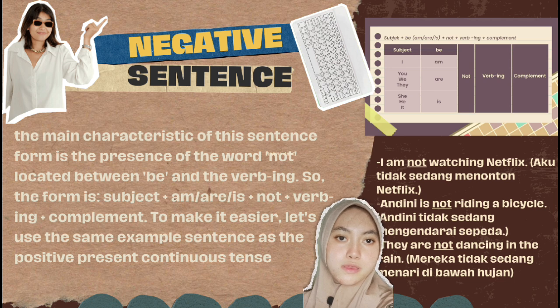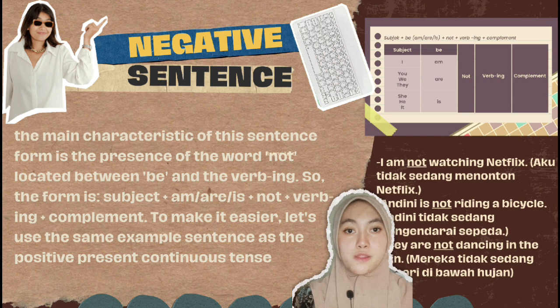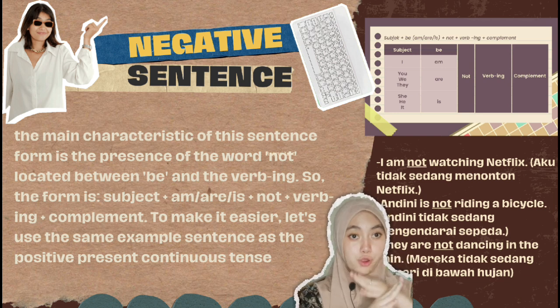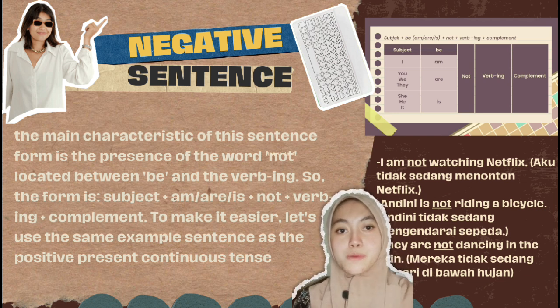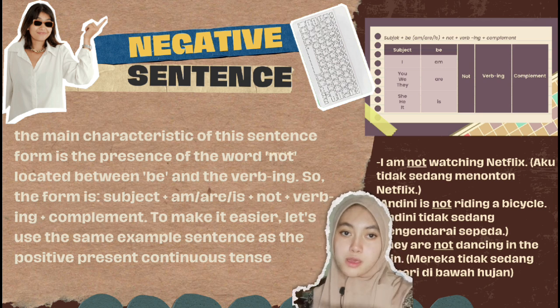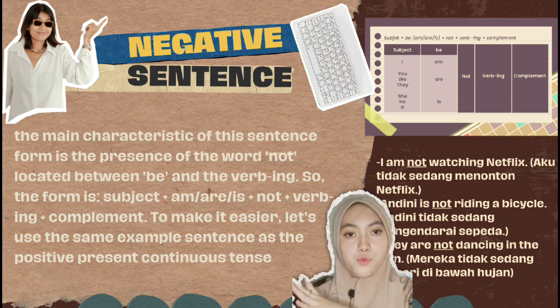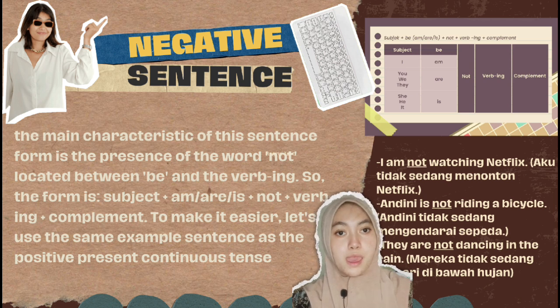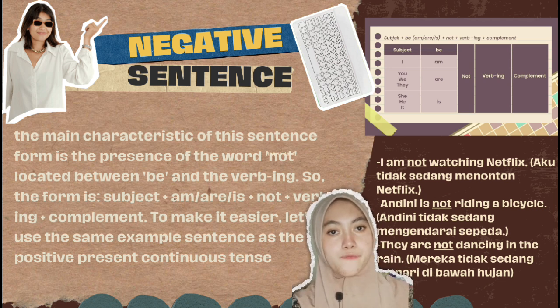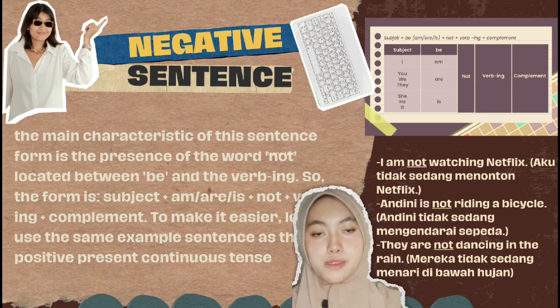Negative sentence is just how to say not in continuous tense. The main characteristic of the sentence form is the presence of the word not, located between be and the verb-ing. So the form is subject, to be (am, are, is), then not after to be, continuing with verb plus ing, and we can add the complement at the end of the sentence.